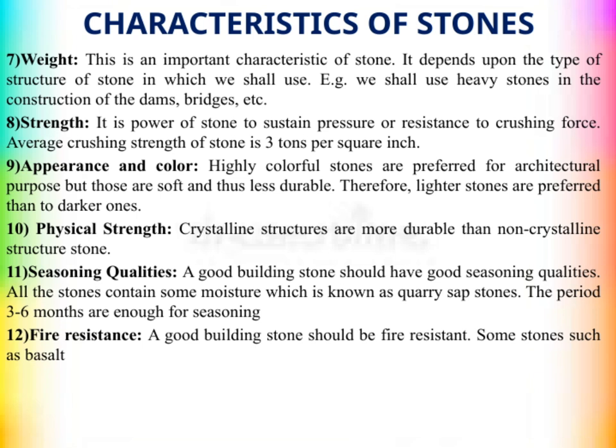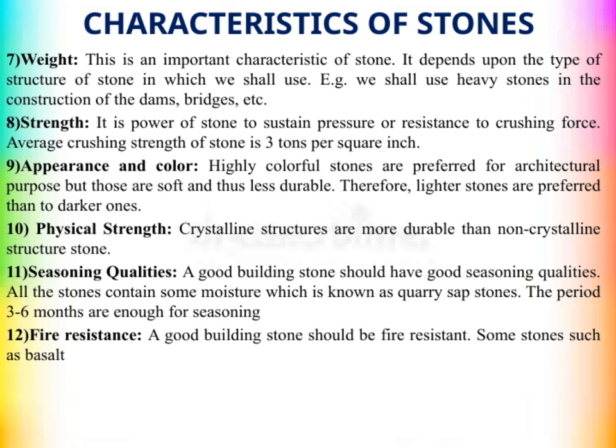A good building stone should have excellent seasoning qualities. Since all stones contain some moisture, often called quarry sap, it's important to allow enough time for the moisture to evaporate. Typically, a period of 3 to 6 months is sufficient for proper seasoning, which helps improve the stone's strength and stability. Finally, fire resistance.